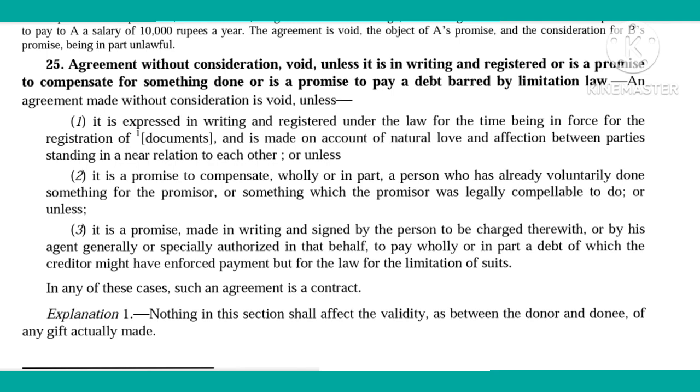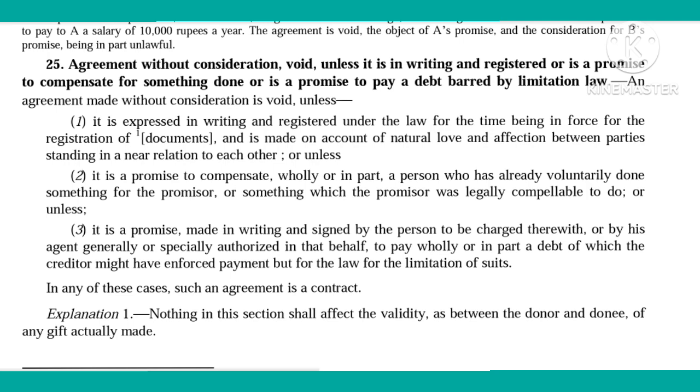So the first exception is that an agreement without consideration is not void if the agreement is made on account of natural love and affection between the parties who stand in a near relation to each other, and that very agreement is expressed in writing and is registered under the law. This is the first exception, when the agreement without consideration is not void.